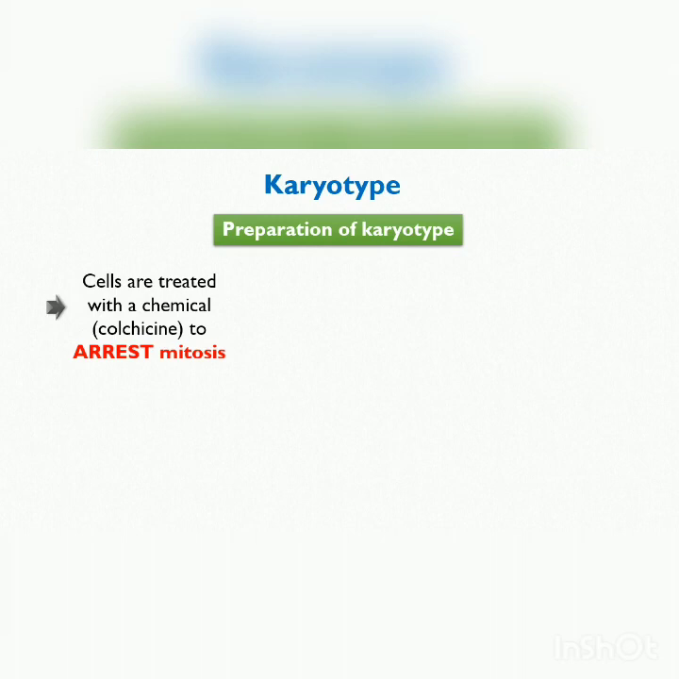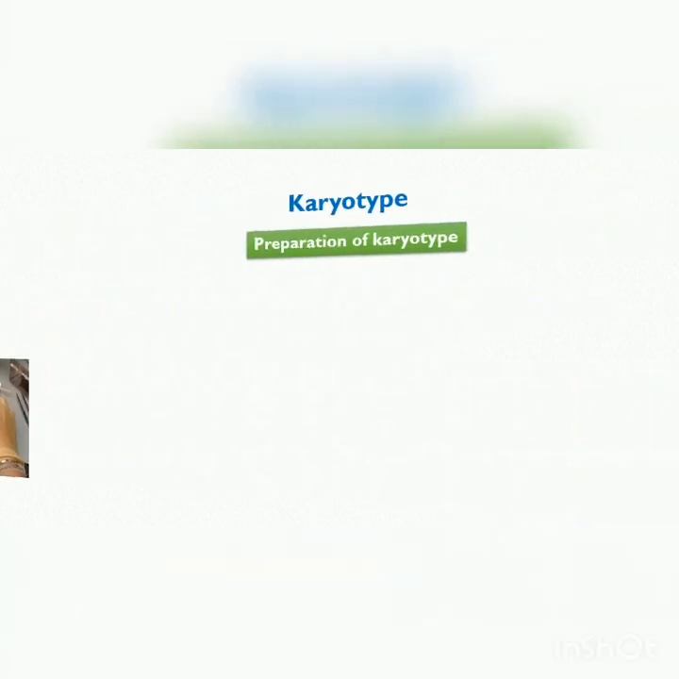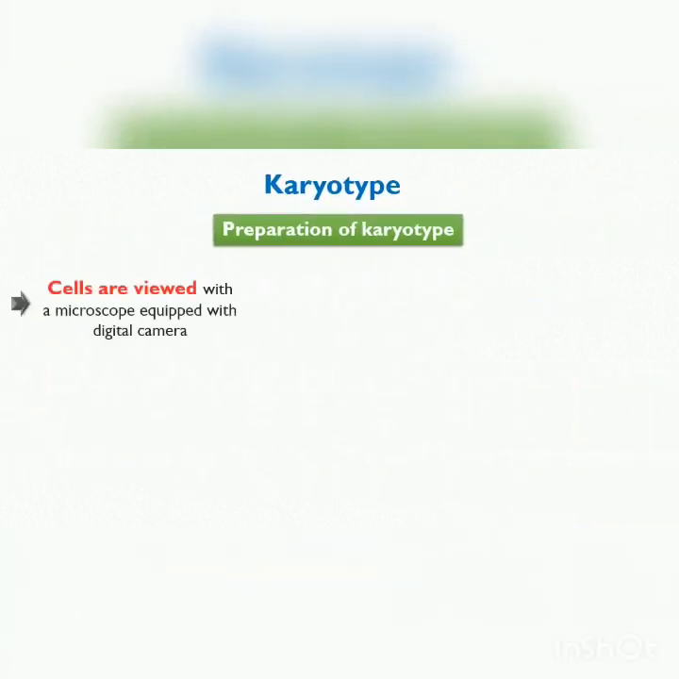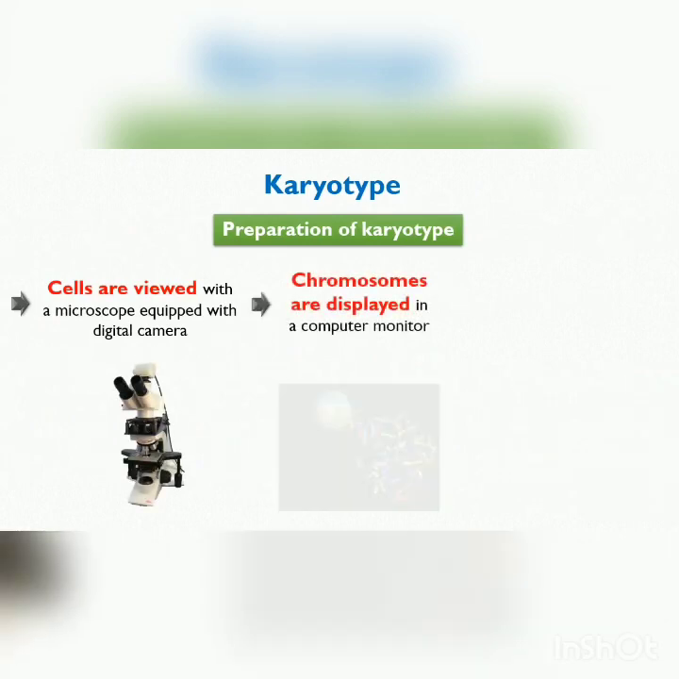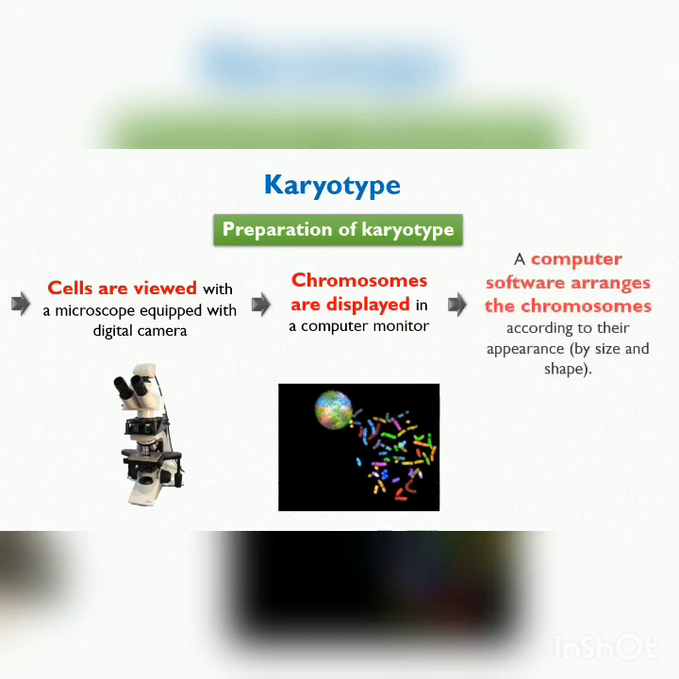to arrest mitosis. It is a very important MCQ question also. Colchicine arrests mitosis. It is a chemical used in anti-cancer therapy also. So at which stage is the mitosis arrested? At the metaphase stage. So cells are chemically preserved and spread on the slide, and we can see them under the microscope. Cells are viewed with the help of a microscope and a digital camera. Chromosomes are seen, as you can see, on a computer monitor.